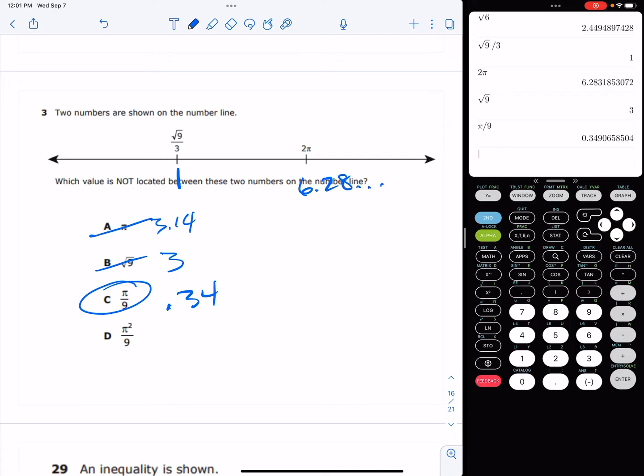Now this last one here is pi squared. So what we need to do on this one is we need to get our pi. So second pi. To get squared, we're just going to hit the squared key, which is the same key as the square root key is. And then we hit divided by 9. And we find out it's a little bit bigger than 1. So it is actually in between there. So C is the correct answer. So when you have these weird things, the calculator does come in handy to change everything to decimals.